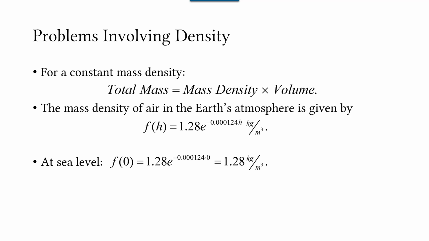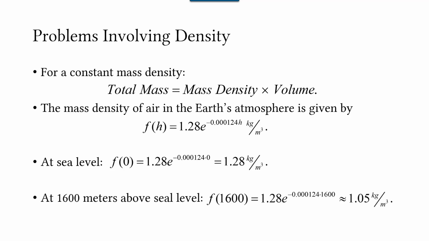So in particular, if we plug in h equals 0, we'll get the mass density of air at sea level. That'll be 1.28 kilograms per cubic meter. And then roughly a mile above sea level, if we plug in 1,600 meters, we would get f of 1,600 is equal to about 1.05 kilograms per cubic meter. And that is about 20% less than the density of air at sea level.